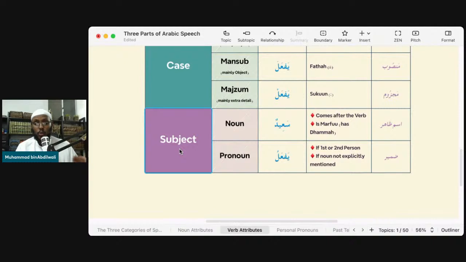There are exceptions to that rule, but of course, like we said, Arabic grammar made easy. We don't talk about exceptions. In this series, I am sacrificing accuracy for simplicity. And I've told you that many times before.